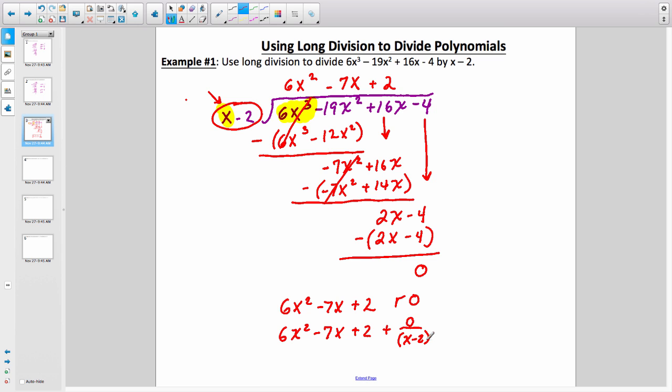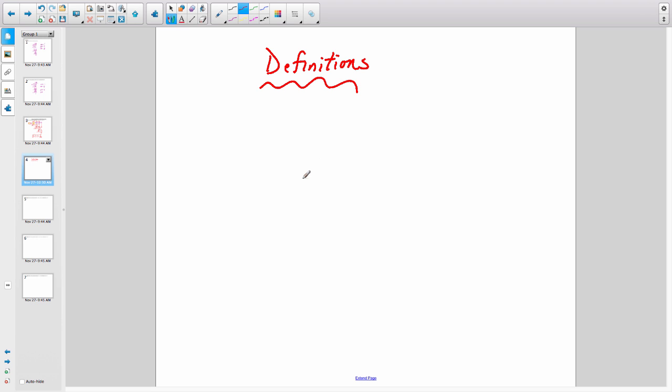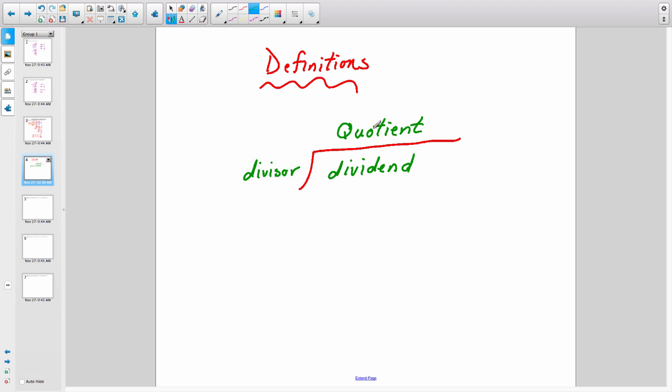Okay, some definitions. Let's draw this division bracket again. The outside term is called the divisor. The inside term is called the dividend. And the result, dotting my i's, is called the quotient. And the way I was talking about factoring and how you can multiply your factors to get back to the dividend looks like this in a very formal way.